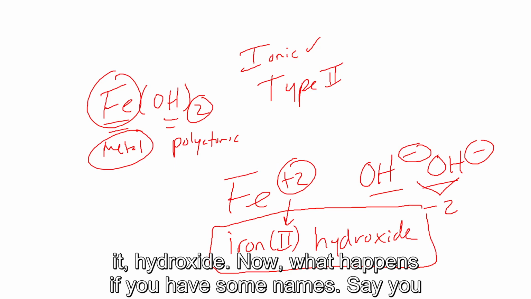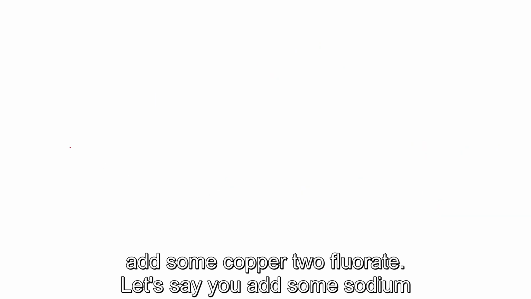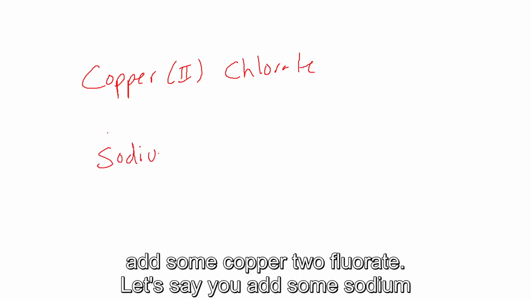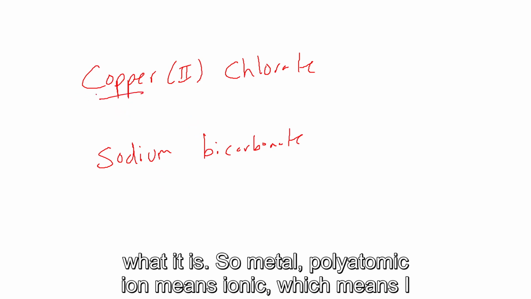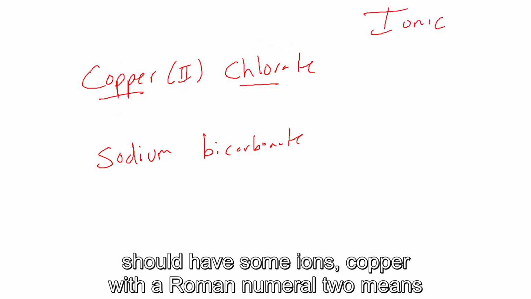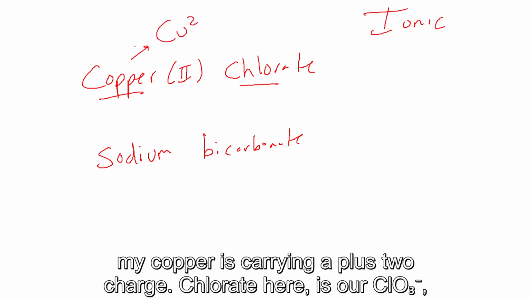Now, what happens if you have some names? Say you had some copper 2 chlorate. Let's say you had some sodium bicarbonate. We just talked about. So again, we want to look at what it is. So metal polyatomic ion means ionic, which means I should have some ions. Copper with a Roman numeral 2 means my copper is carrying a plus 2 charge.